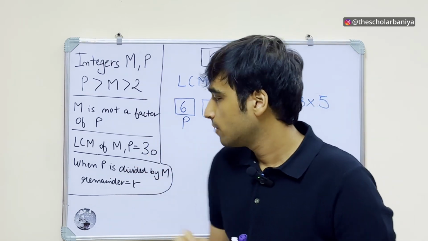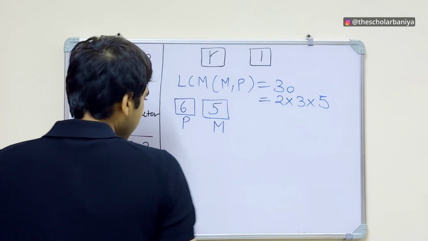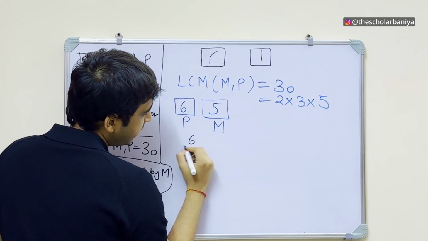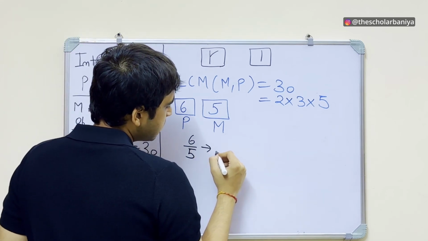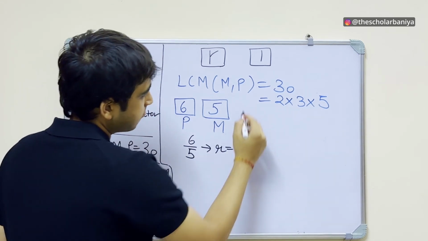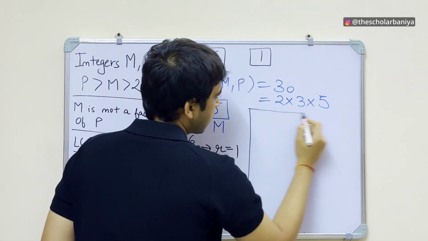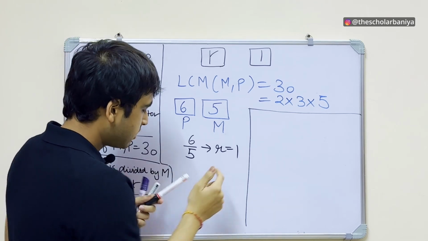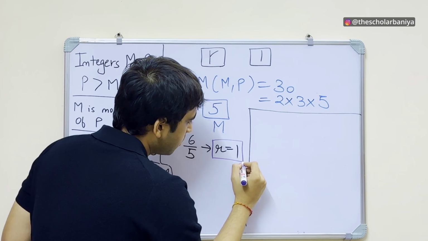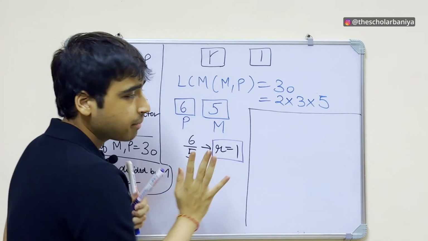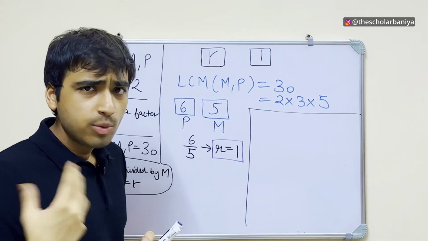Now let's take the last condition. When P is divided by M, the remainder is R. So when we divide P upon M, that means 6 upon 5. What will be the remainder? The remainder will be 1, right? In this case, R will be 1. I hope this should be clear. So this is one possible case, right?